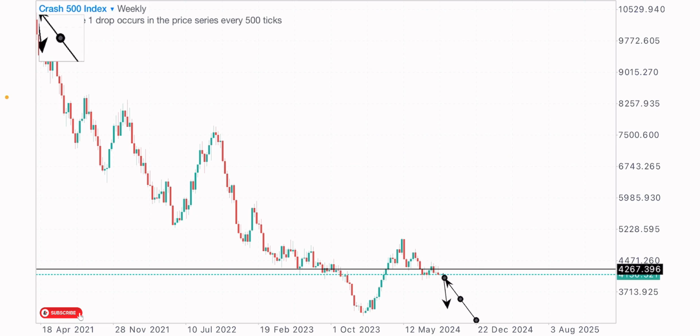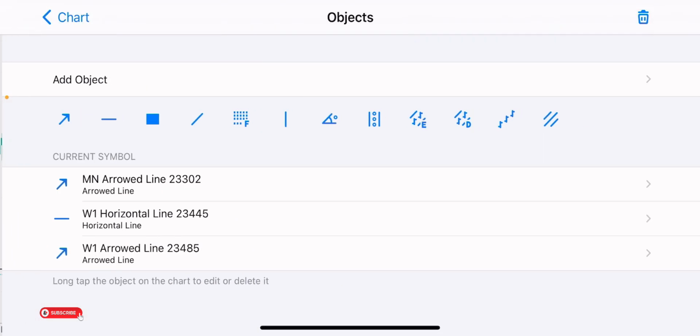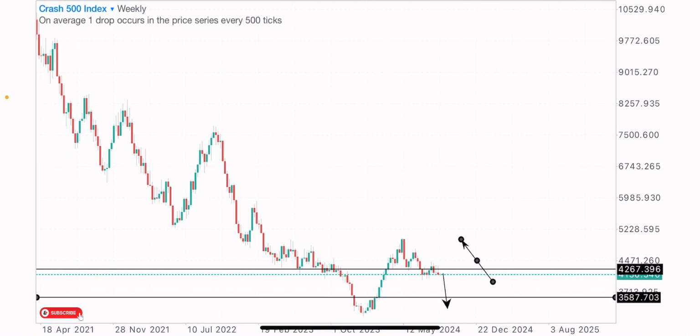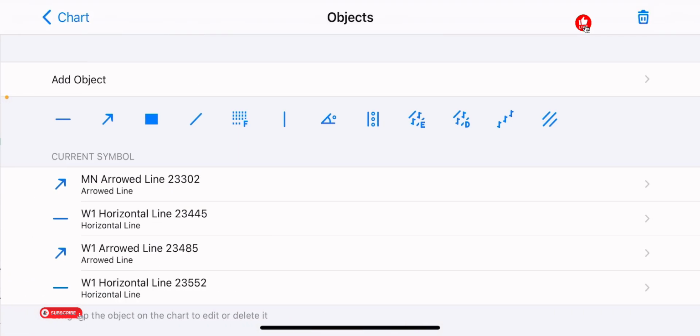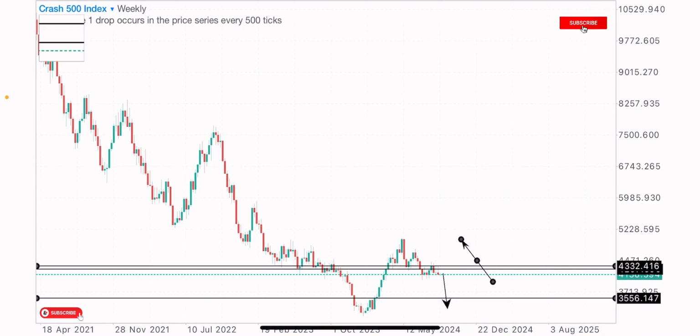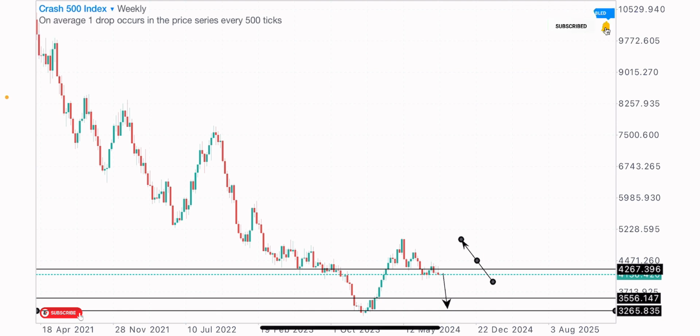So I expect the sells from this level, at least for price to sell to this zone. We have an order block formation here on the weekly time frame. So I expect the drop to this level basically. I expect the drop to this zone on Crash 500 index.